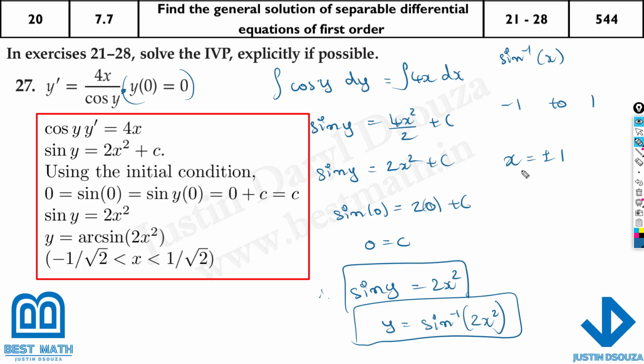Now I'm just going to use equal to because I'm solving it. It should be within that range. Now I have here 2x squared is equal to plus or minus 1. So let me take 2 to the other side. It will be x squared is equal to plus or minus 1 by 2. Let me take square root on both the sides. X is equal to plus or minus 1 divided by root 2, because square root of 1 is 1. So x must be greater than minus 1 by root 2 and less than positive 1 by square root 2. That's how we get the domain. See, this is the domain of the function sine inverse of 2x squared.